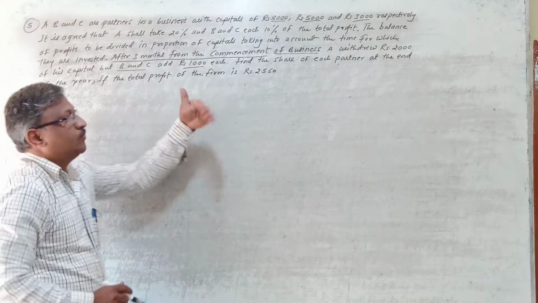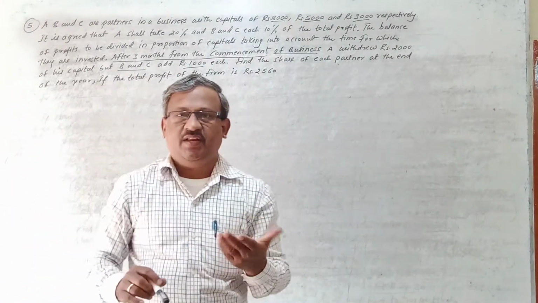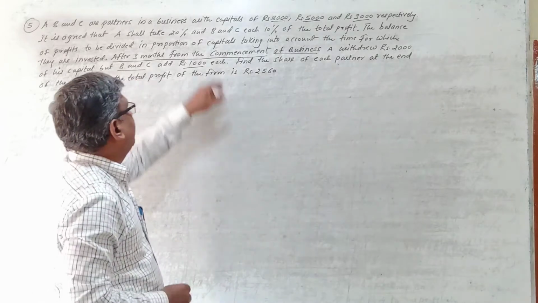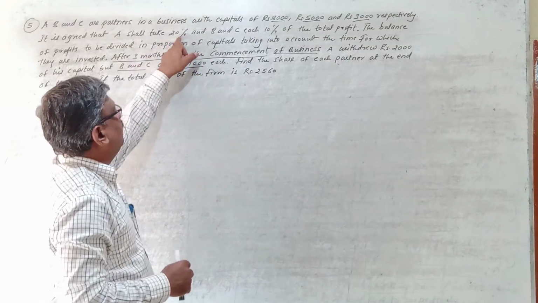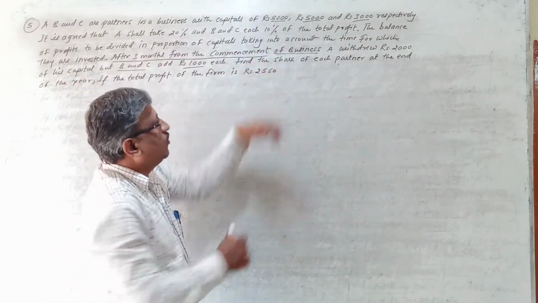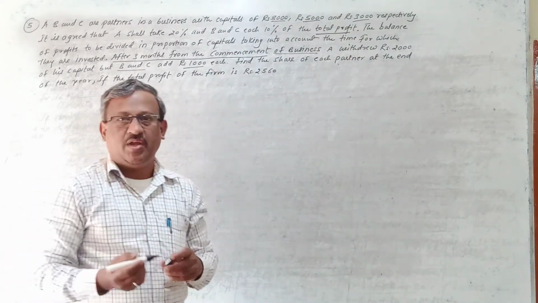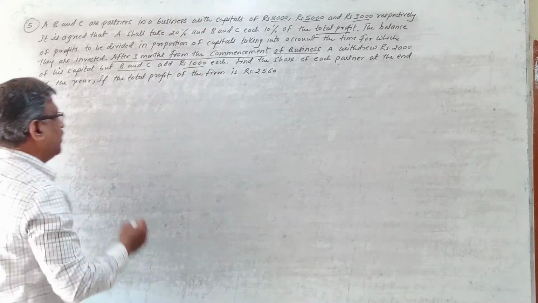Now in this problem, none of the partners is getting any interest on capital, salary or remuneration, nothing is given. But they are getting the extra share here. A shall take 20% and B and C 10% of the total profit. So first we have to pay this share to A, B and C. So let's calculate the shares.